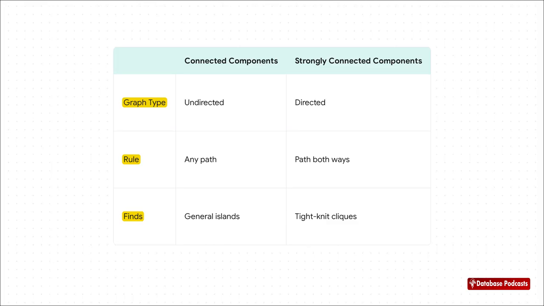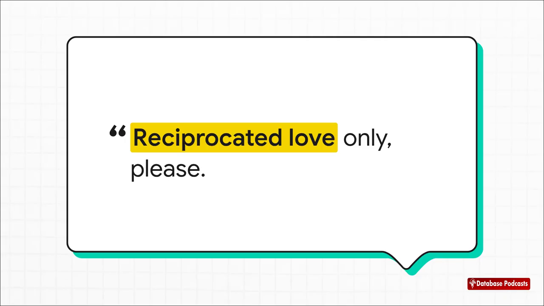So let's break it down. You've got your standard connected components. That's for undirected graphs, or when you just don't care about direction. It's great for finding those general clusters, the islands. Then you have strongly connected components. This one is specifically for directed graphs, and its whole job is to find those super tight-knit cliques where every relationship is reciprocal. Yeah, honestly, if you just remember this one phrase, you've got it. It's all about mutual, two-way streets. No unrequited connections allowed in this club.